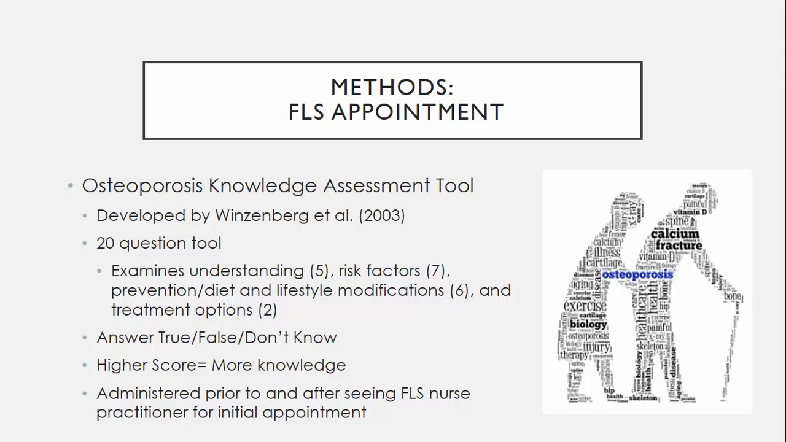And so when patients first presented to the fracture liaison clinic, they were given the OKAT, is what we called it. So they were given a pre-OKAT. The clinic nurse practitioner would go in and educate the patient about osteoporosis, treatment options, draw some labs, and then talk with them about a potential plan for their management. After all of this was done, which usually took about 30 minutes or so, I would go back in and administer our post-OKAT.